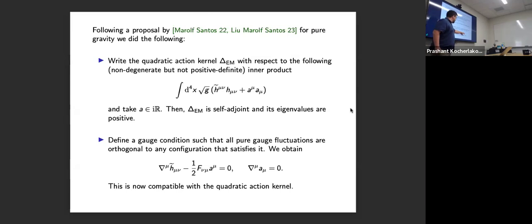So we pick Lorentz gauge for the Maxwell field, but instead of harmonic gauge, the gauge for the metric fluctuations couples to the photon. And this is related to the fact that I said that diffeomorphisms affect both the metric and the Maxwell field. And this solved this technical problem that we were having before.